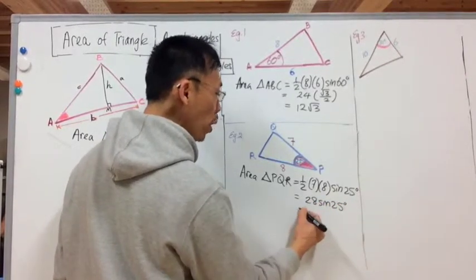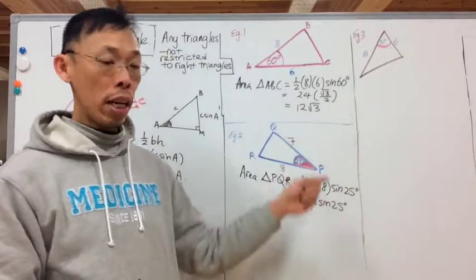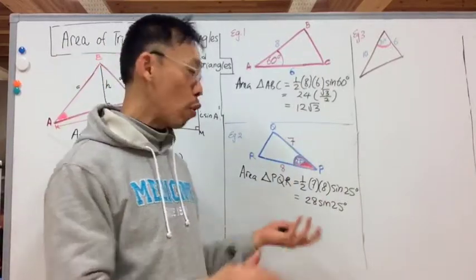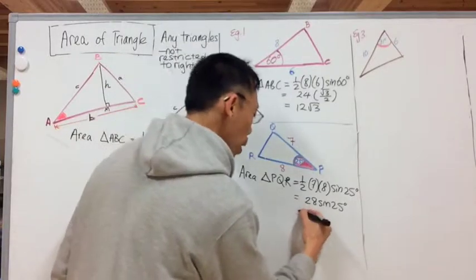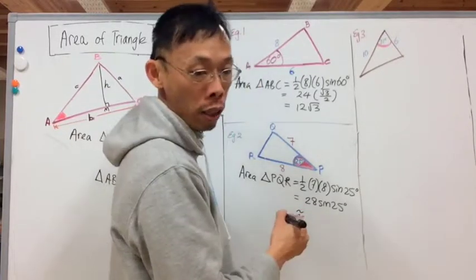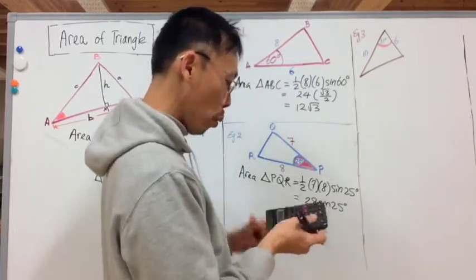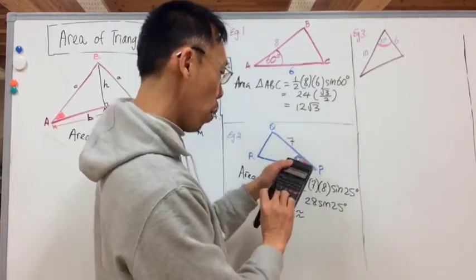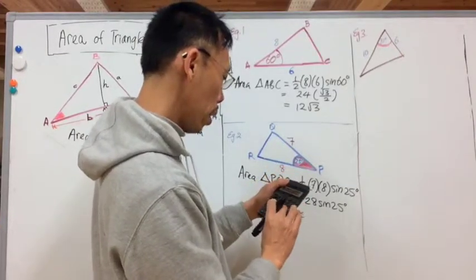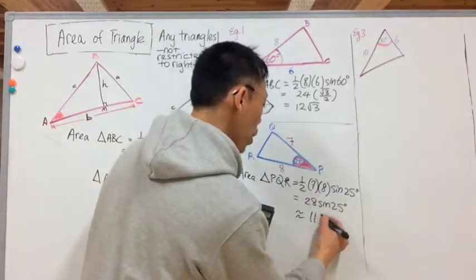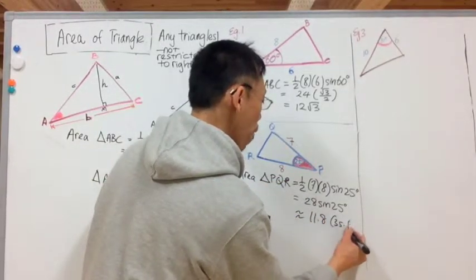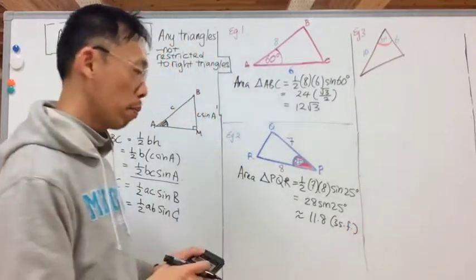Now with 25 degrees, I don't really know what it is, so I have to use a calculator. If you put this into a calculator, and you didn't make any calculation error, let's try this out: sine 25 times 28, you will get 11.823 square units. That will be the answer.